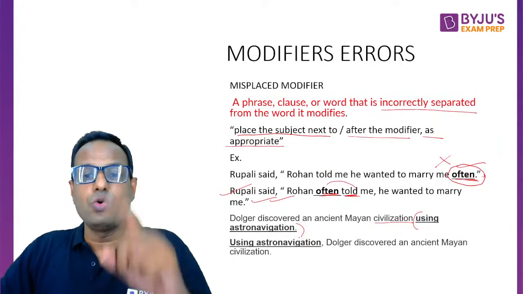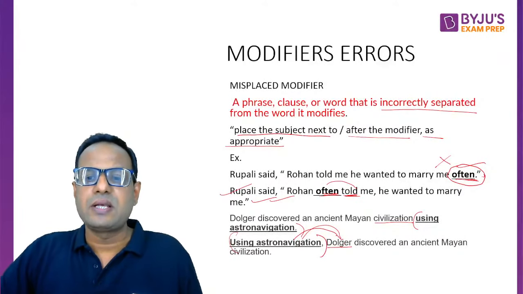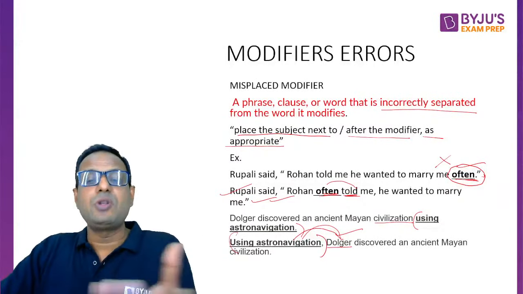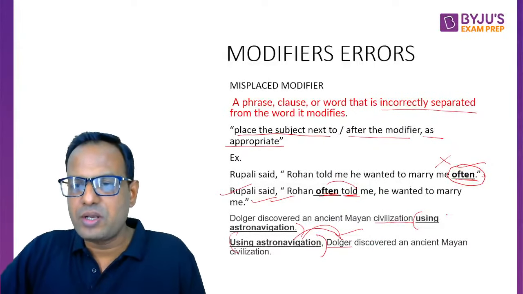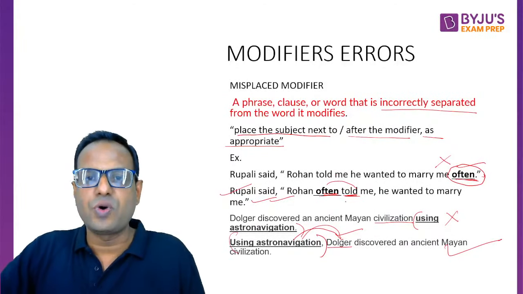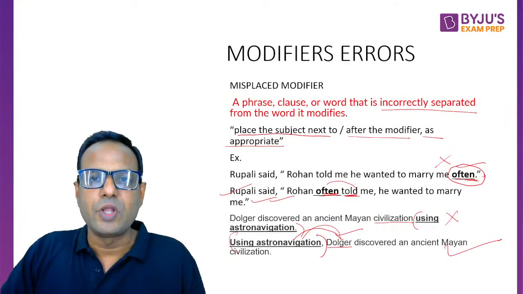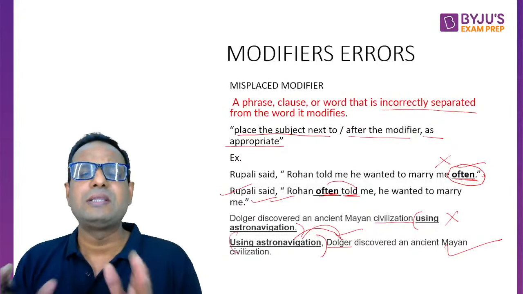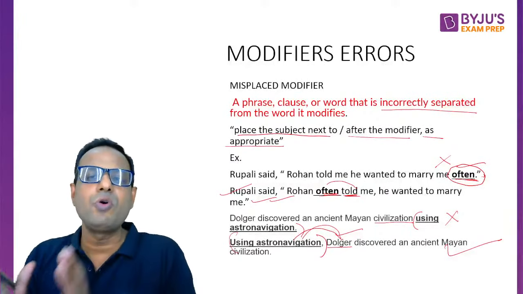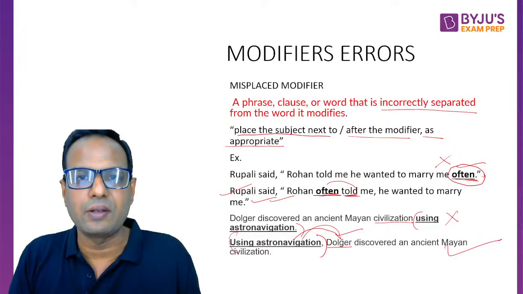Using astronavigation. Who? Dolger, right? So this is a modifier which correctly modifies the subject Dolger. It is Dolger who actually uses astronavigation to discover an ancient civilization, not the other way around. So the first one is wrong, the second one is correct, and this was again an example of misplaced modifier. Right? Any problem so far? So modifiers are very important and you have to focus on the sentences because more often than not, the sentences suffer from structural error. So if you know your grammar well, then you will not have these structural errors cropping up every now and then. Alright?